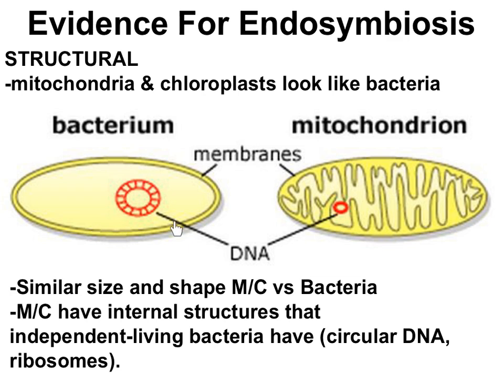Basically, mitochondria and chloroplasts look like bacteria. What do I mean by that? Well, mitochondria and chloroplasts, abbreviated as M and C on some of these slides, have a similar size and shape as bacteria. Now, I know that's not too strong of evidence, but there's more. Mitochondria and chloroplasts have internal structures that independently living bacteria have. These structures include having their own DNA and their own ribosomes, which aren't shown on this picture.